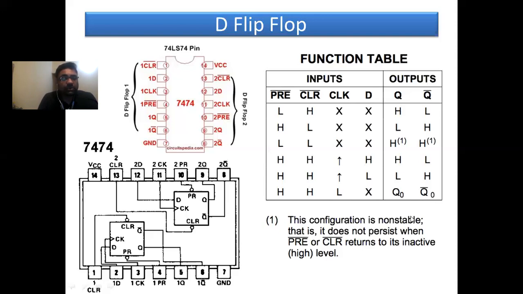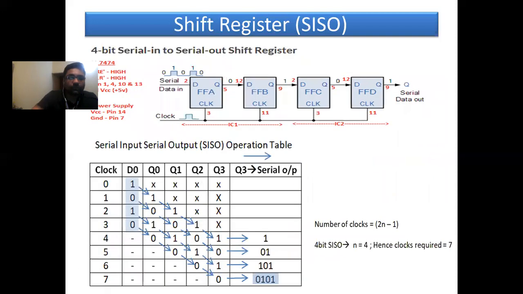So let's take a serial input, serial output shift register and connect it using D flip-flop with this pin configuration, and check whether it is doing the shifting operation or not on Tinkercad. So this is the shift register. You have already done this experiment in the lab and you are familiar with this particular circuit. This is a left to right shift, 4-bit serial in, serial out. That means SISO shift register.